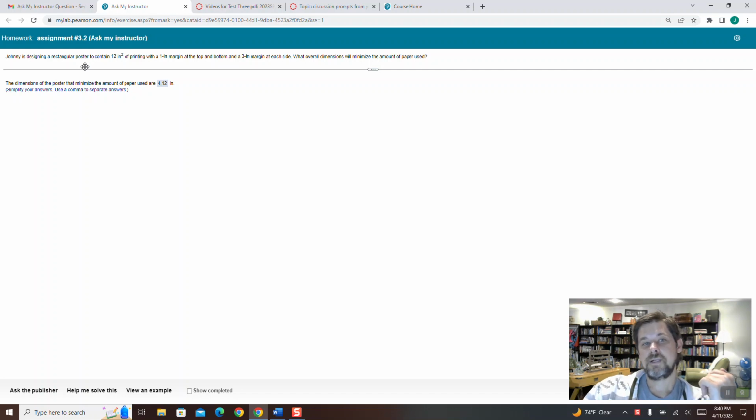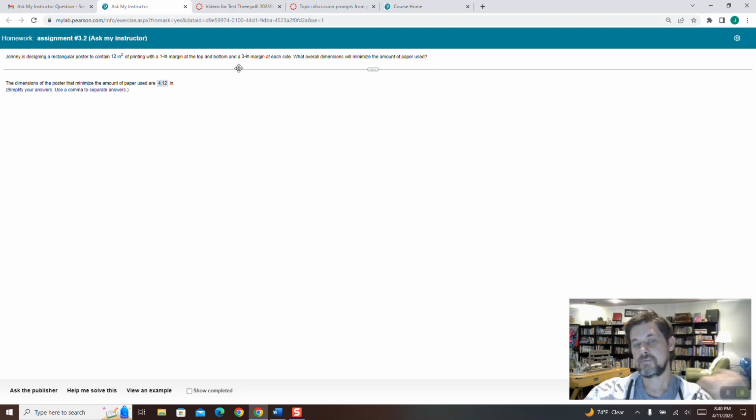So it says we're designing a poster. It has to contain 12 square inches of printing, has to have a 1-inch margin at the top and bottom. Those are rows of the poster with no printing on them at all, and 3-inch margins on the side. So again, 3-inch strips on each side with no printing. What overall dimensions will minimize the amount of paper used?